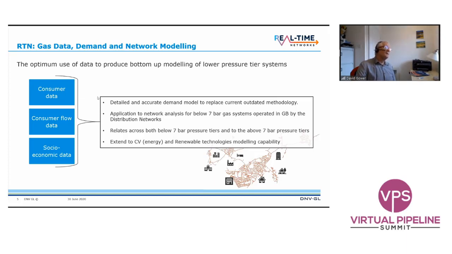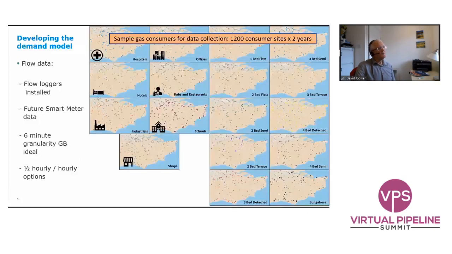The model is about taking consumer data, and I mean by that simple address data and some basic understanding of the use of gas by consumers, taking consumer flow data in great detail for a small number of consumers that form the sample that we're going to use, and combining that with various forms of socioeconomic data which tell us about location and type of consumer. So this is the way we approached the problem.